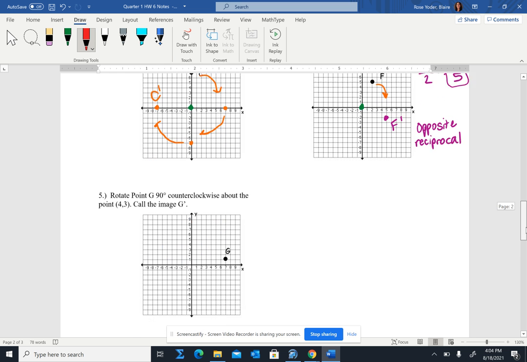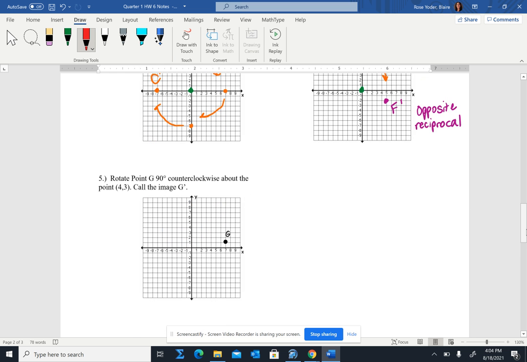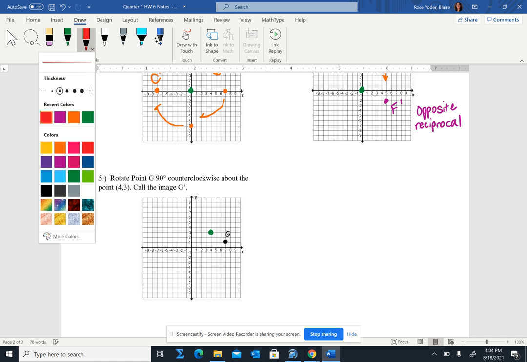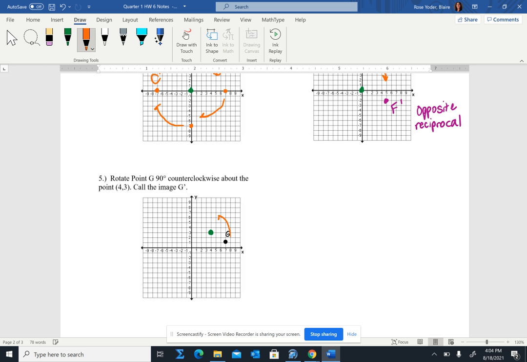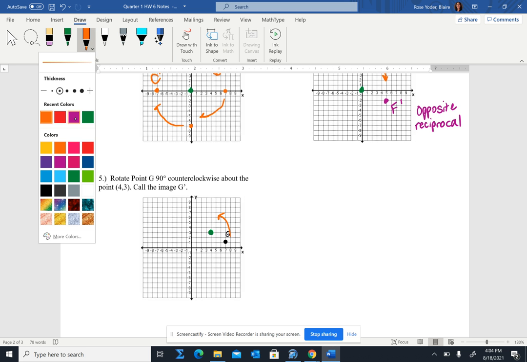Let's try one more example. Rotate point G 90 degrees counterclockwise about the point 4, 3. What's different about this one? This is the only problem where we haven't used the origin as the center of rotation. We need to use the point 4, 3 as our center of rotation. We're going to rotate G counterclockwise. That's this way.